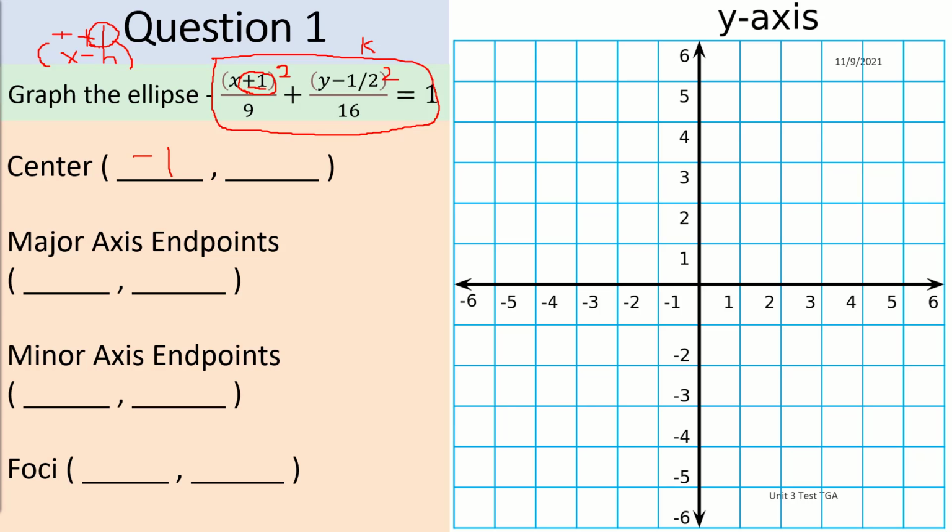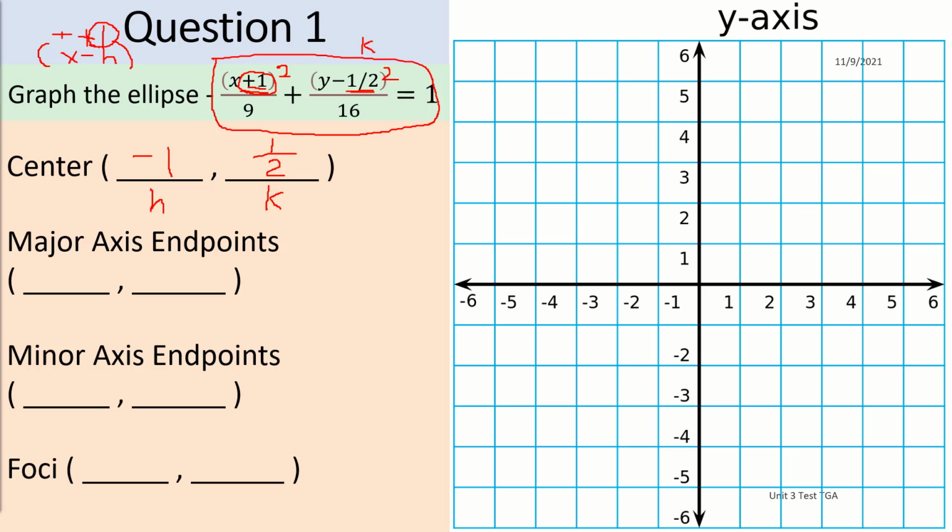Then we're going to move over to the y minus 1/2. That's going to be our h-coordinate, I'm sorry, our k-coordinate over there with the y. And that's just going to be positive 1/2 because we're subtracting 1/2. So again, look at it kind of as the opposite of what you see. H is negative 1 and k is positive 1/2.